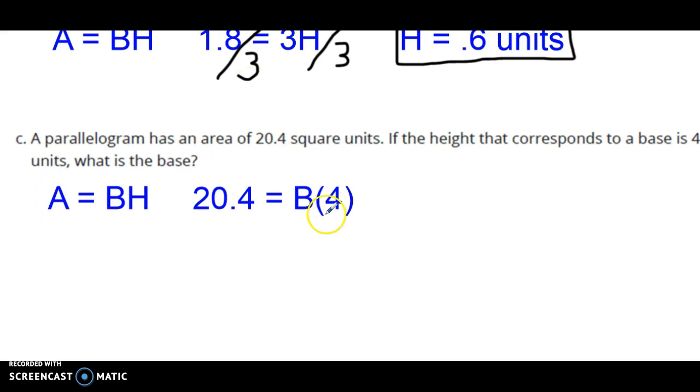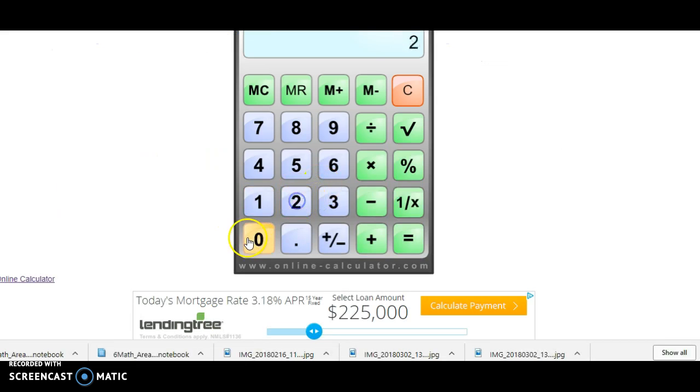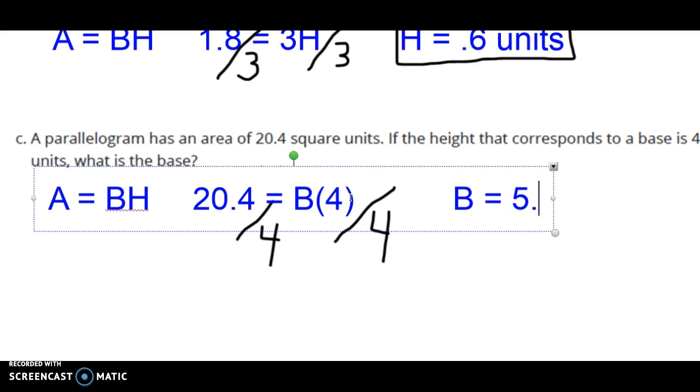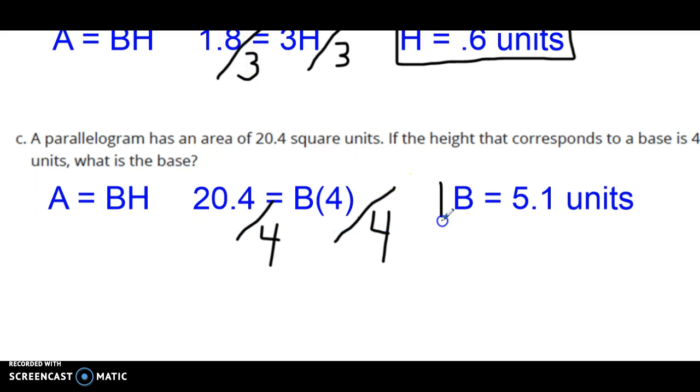So in this case, again, I need to isolate my variable. What's the opposite of multiplication? Division. So I divide by 4, divide by 4, go to my calculator, 20.4 divided by 4 is going to give me 5.1. So for this problem, I know that my base is 5.1 units. And I want to put a box around my final answer.